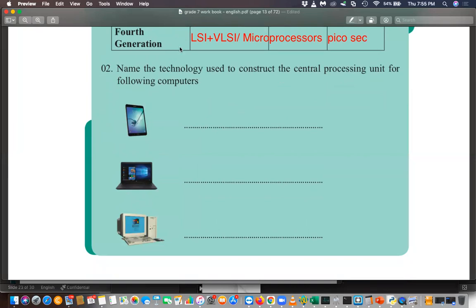Okay. Microprocessors, yes, all are using microprocessors. All are using LSI and VLSI. This is also LSI. The second one is also LSI, VLSI. The third one is also VLSI and LSI, microprocessors.